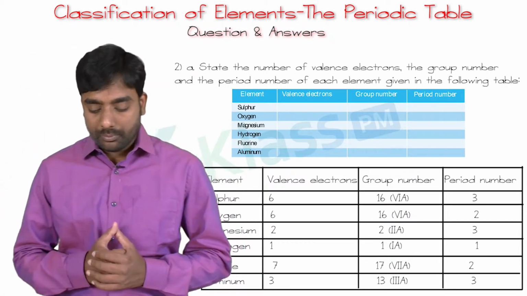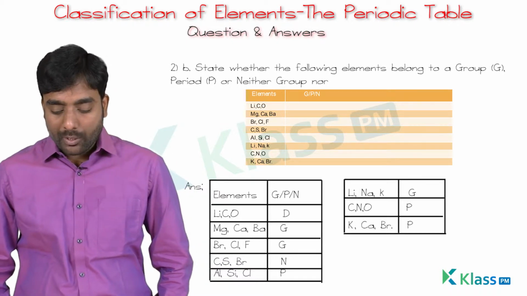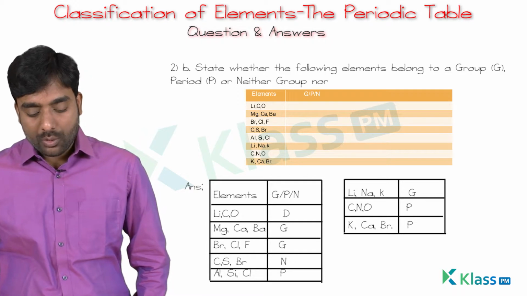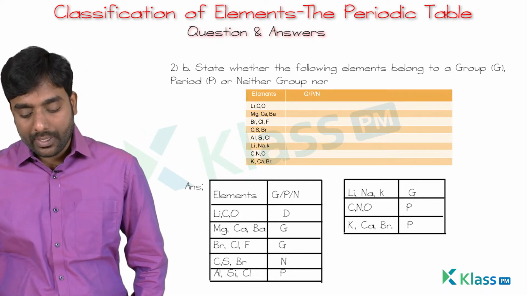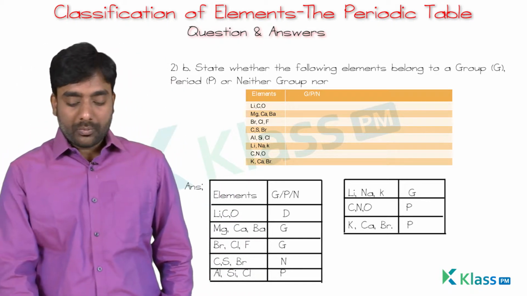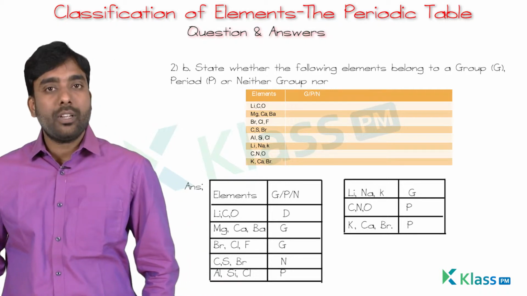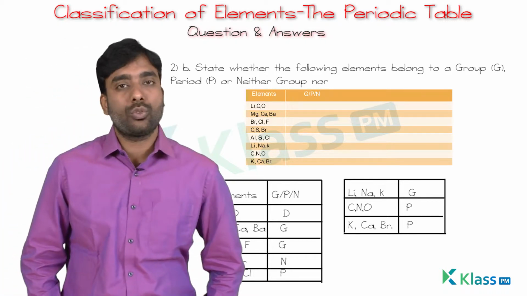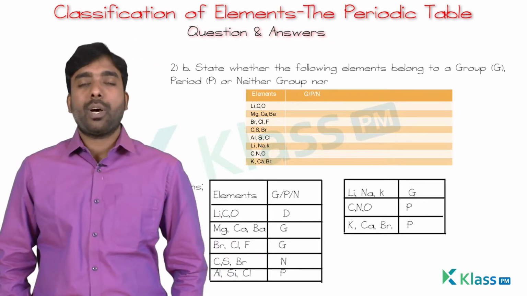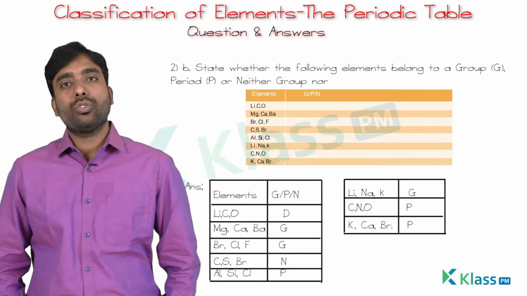And the next question, B. State whether the following elements belong to group G, period P, or neither group nor period. Indicate the letters G, P, or N. Lithium, carbon, oxygen: do they belong to the same period, the same group, or neither? Lithium, carbon, oxygen, all of them are elements of the second period. That's why they belong to the same period.